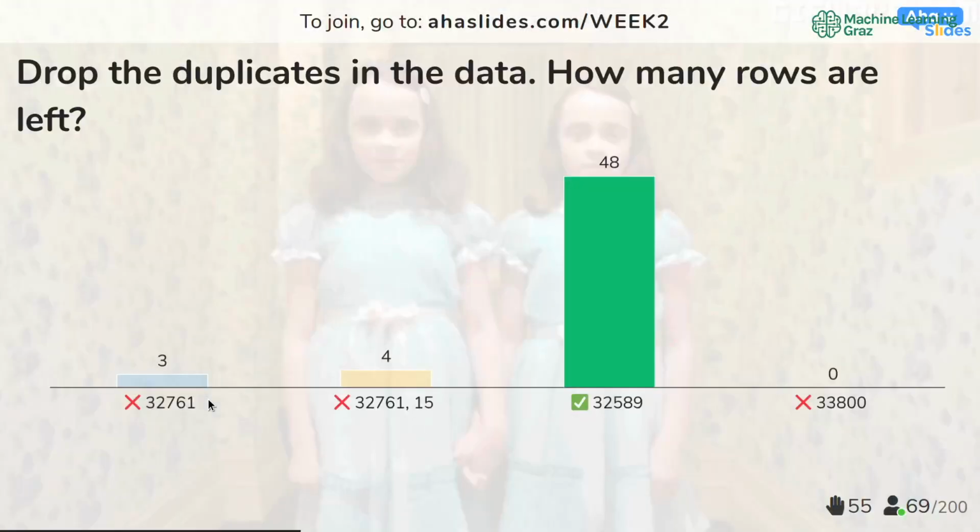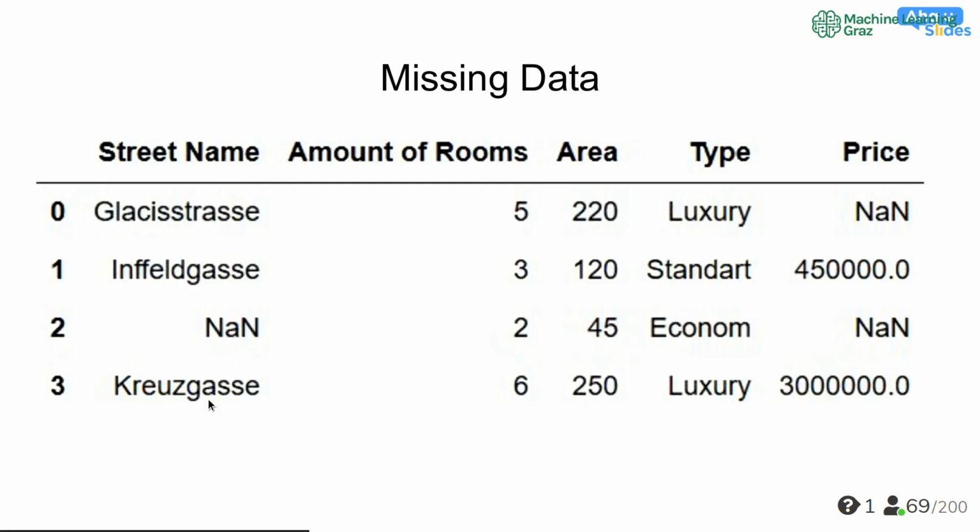Okay, let's go back and talk about missing data, Bogdan. Yeah, so missing data is a huge problem, because we have incomplete data. We can have a lot of rows, but you see that in half of the cases the price is missing, and it makes our data complete trash.